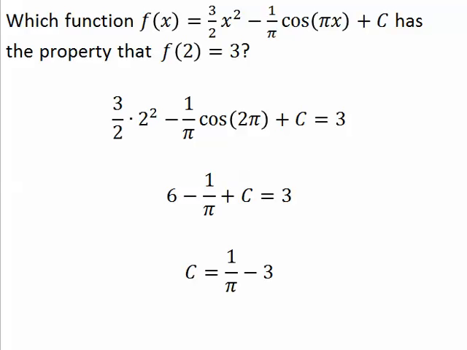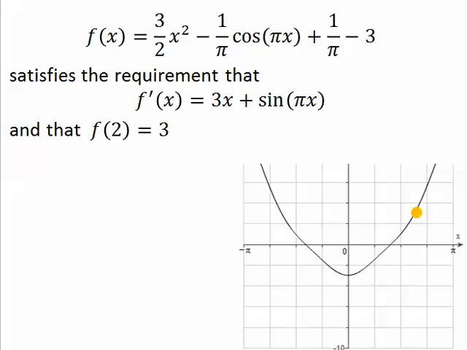Well, cosine of 2 pi equals 1. And then 3 halves times 2 squared is 6. Solve for c, and I get c equals 1 over pi minus 3. Great. So the c that I found, I put that back up into the f at the very top of the slide. Once I do that, I get f of x equals 3 halves x squared minus 1 over pi cosine pi x plus 1 over pi minus 3.